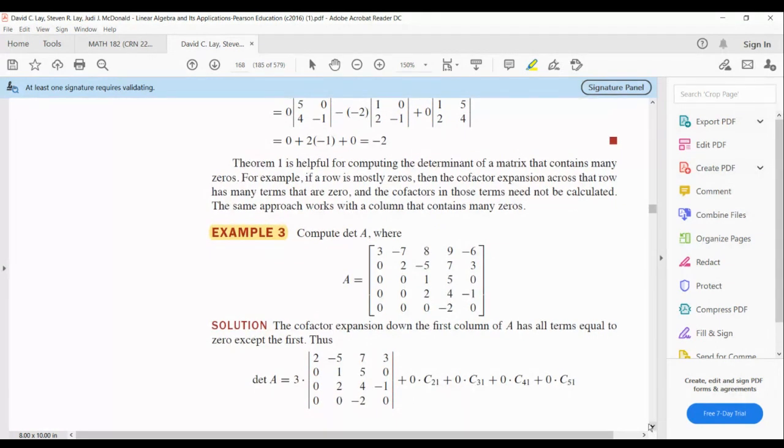And so when you do that, when you expand along the first column, it's going to be a +3. And then remember what you do. You're going to, in your mind, remove the first row.